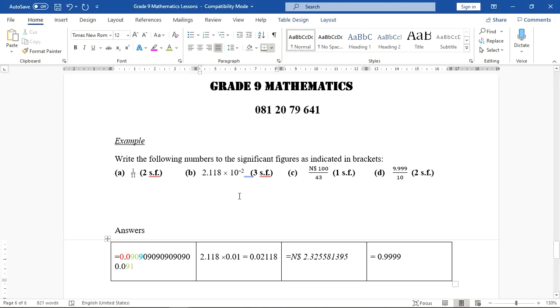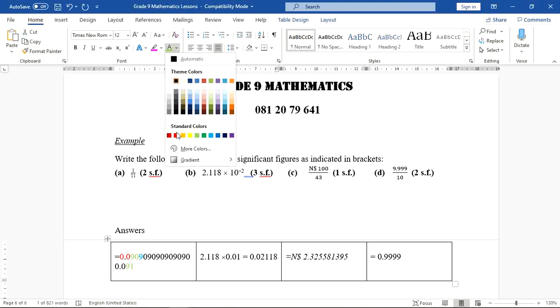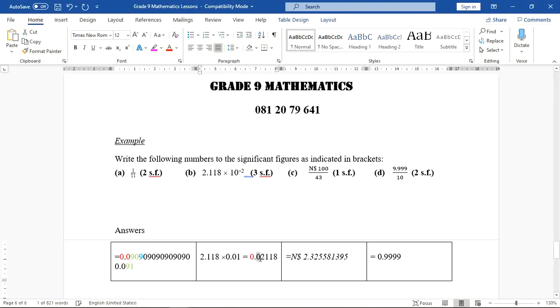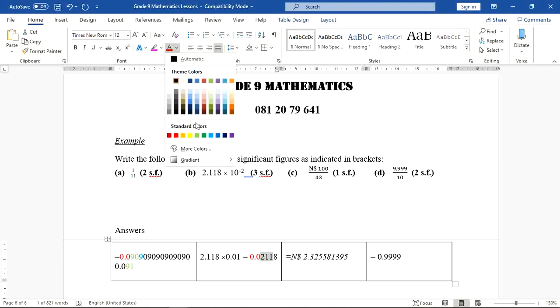Now I have 2.118 times 10 exponent -2, or divided by 100. If you do that on a calculator, you get this whole answer. And again here, these two zeros are not significant. So I'm going to put them in red. They are not significant. So I should leave this answer to three significant figures. These 3 digits are the ones that are significant. I'm going to put them in green.